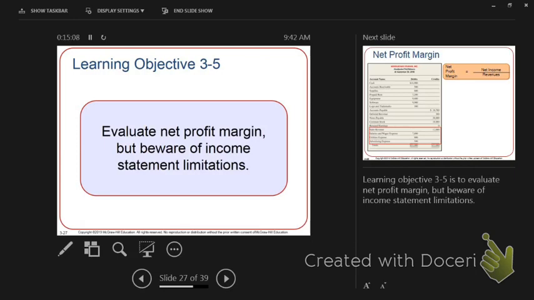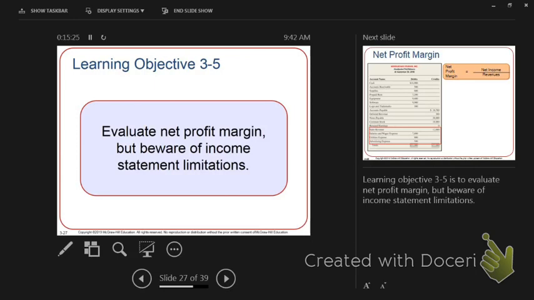Current assets over current liabilities. All right, so this is the net profit margin. Before I even show it to you, even if you don't know what the ratio is, that's fine. What does it sound like it's going to tell you? How much you're profiting. How much your profit's going to be, of some sort. It has it in there.